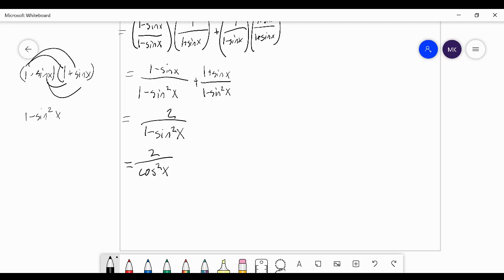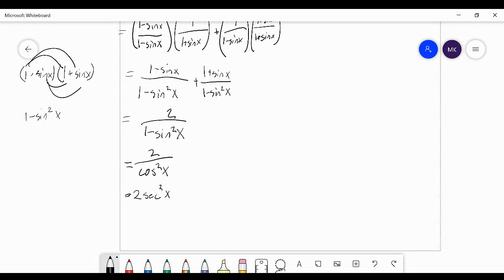Okay. And now, if I said to rewrite this in terms of sines or cosines, this would be as simplified as you would go. But if I said write this so that it's not in a fraction, so there's no fractions, well, then I would write this as 2 secant squared x.